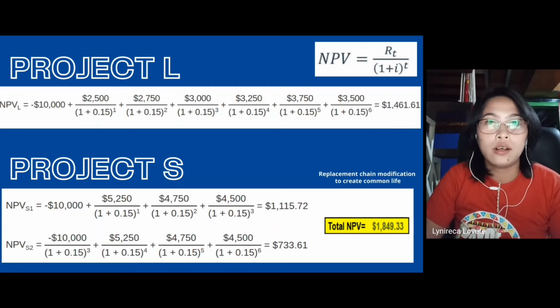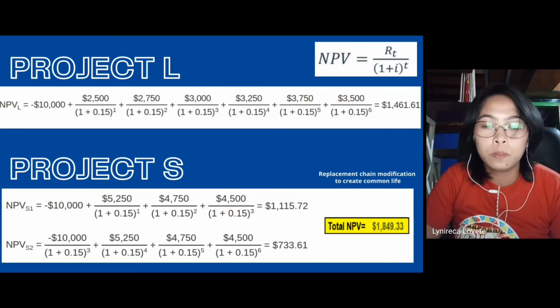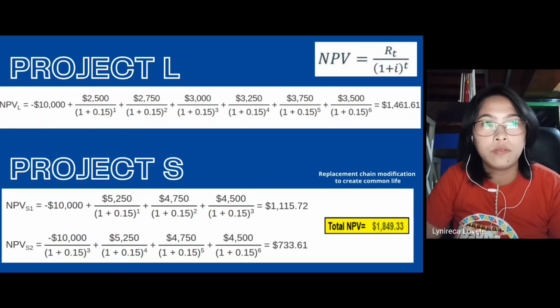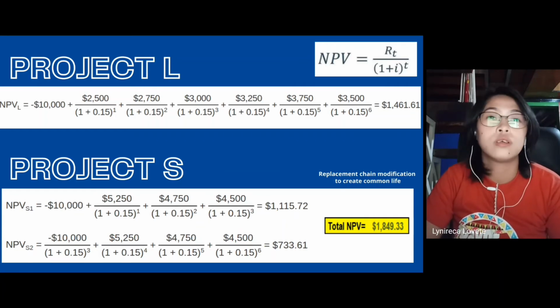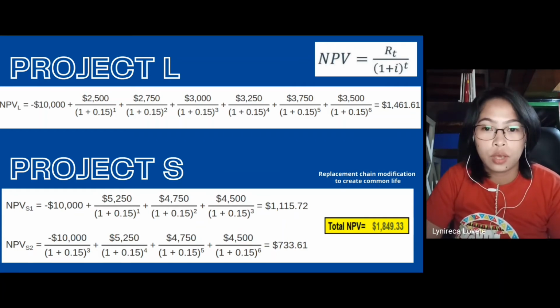So the project L has 6 years of life. So we will be distributing the different cash flows of the 6 years. NPV is equal to negative 10,000 plus 2,500 over 1 plus 0.15, which is the interest, to the power of 1, then plus the 2,750 divided by 1 plus 0.15 to the power of 2, and so on and so forth. So we will be getting $1,461.61.